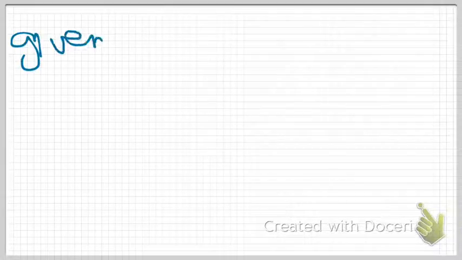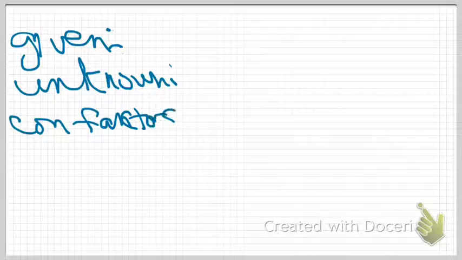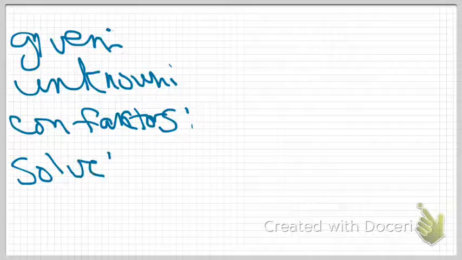I like for my students to say, okay, what's my given? What am I looking for? What's my unknown, in other words? What conversion factors, or confactors, do I know between my given and my unknown? And then you're going to solve, and you always solve by starting with the given.